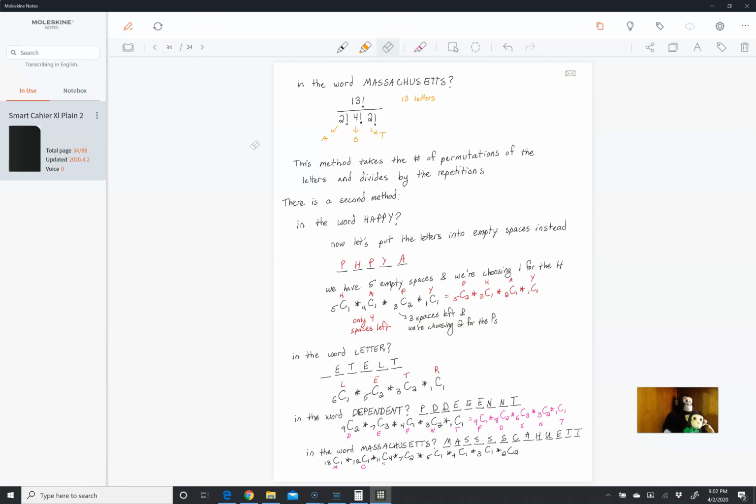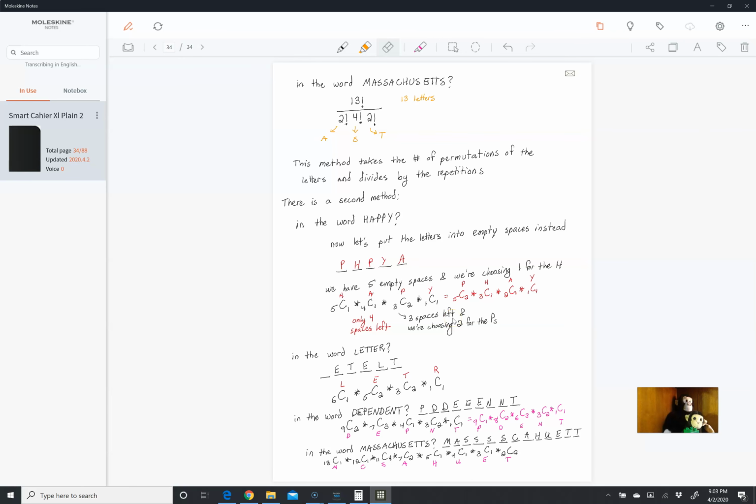There were 4 S's, 2 A's, 1 H, 1 U, 1 E, and 2 T's. Notice our N and our X are the same here, okay? They're the same because we have 2 spaces left. The number of letters that we have left to fill should always equal the number of spaces that we have left in the very end for the last letter. Okay, so this is the second method for organizing, for finding the number of arrangements.